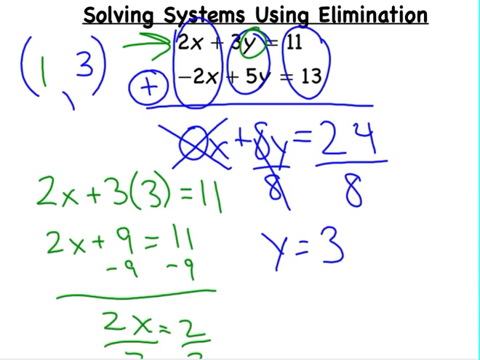So your answer, again, all your answers should be in this form. 1, 3. So you can do all this work. You tell us what x equals and what y equals, but make sure your final answer looks like this, a coordinate pair. So let's move on.